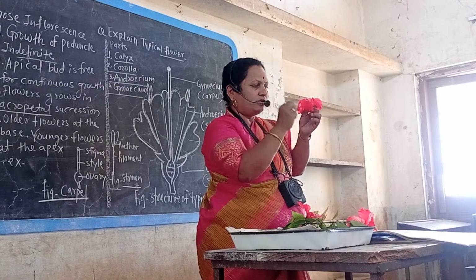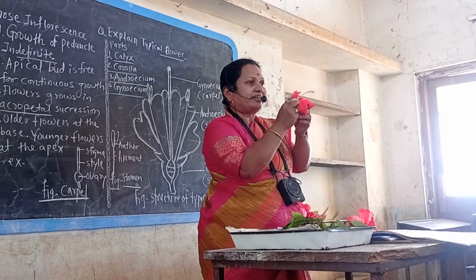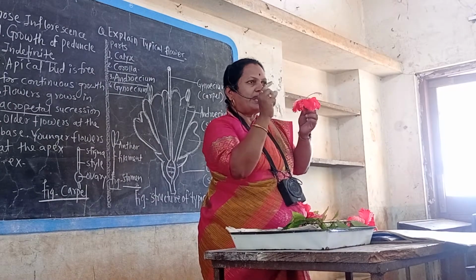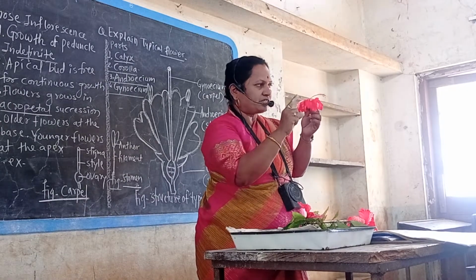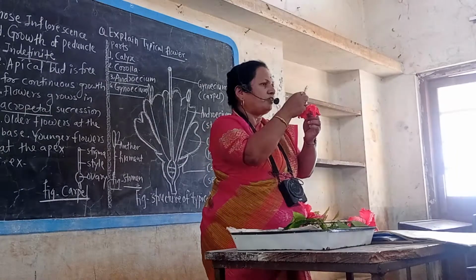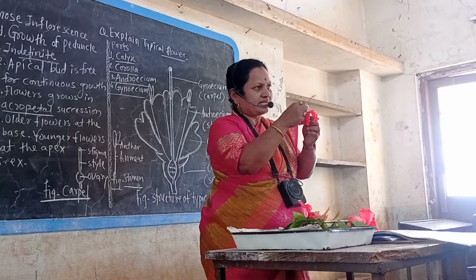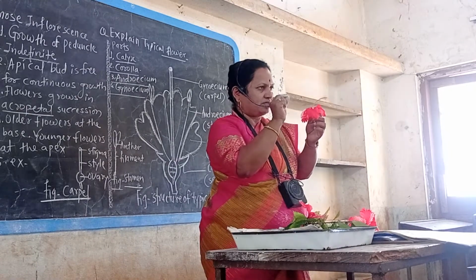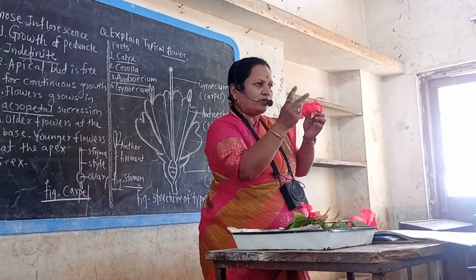Is it clear to you? What is the function of petals or corolla? To attract the insects for pollination. And second function, protection of inner parts of the flower in bud condition. कळीच्या अवस्थेमध्ये आतील फुलाच्या भागाचे संरक्षण. Is it clear to you? This is the second whorl.